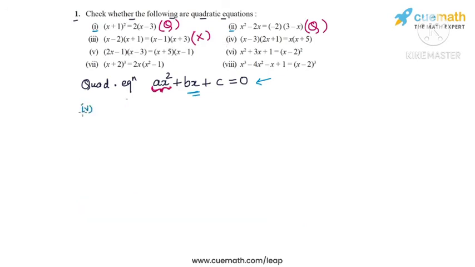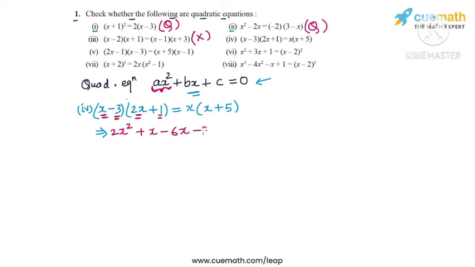So in part 4, the equation is x minus 3 times 2x plus 1 is equal to x times x plus 5. Now let's expand the product on the LHS. We have x times 2x, so that's 2x square. Then we have x times 1, so that's x. Then we have minus 3 times 2x, that's minus 6x, and then we have minus 3 times 1, that's minus 3, and on the right side we have x square plus 5x.